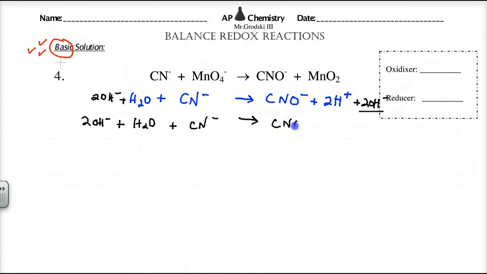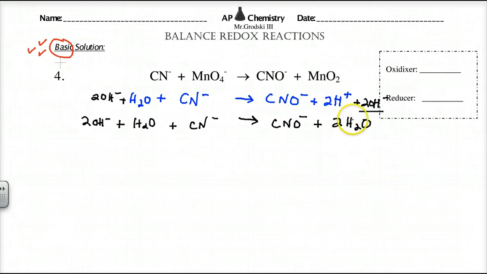plus this ion. I don't know the name of it, it might be a cyanate, I'm not really sure. And then what we're going to do here is 2 protons and 2 waters. The reason that I added 2 hydroxides was to completely neutralize the protons. So 2 protons and 2 hydroxides make 2 waters.